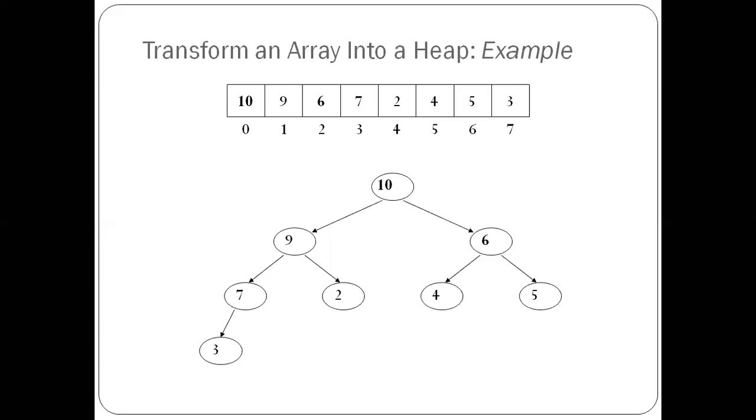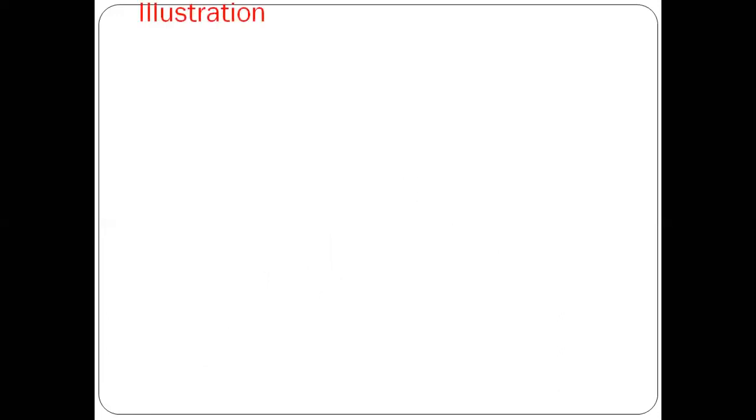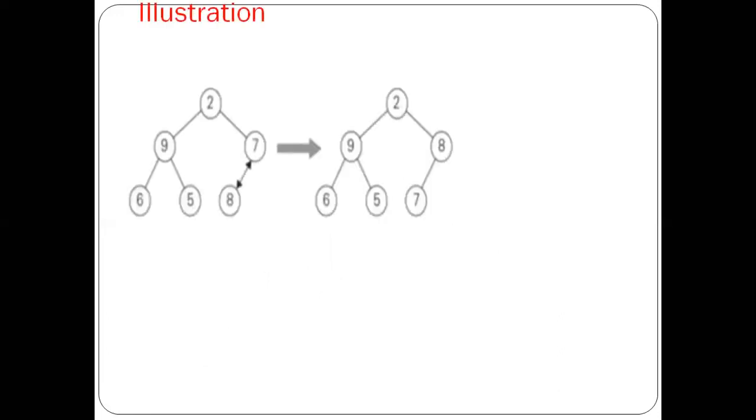One more example. So first, which are the parent nodes you should see? 7, 9 and 2 are the parent nodes. So already it is a complete binary tree, so only the parental property, parental dominance, I should check.